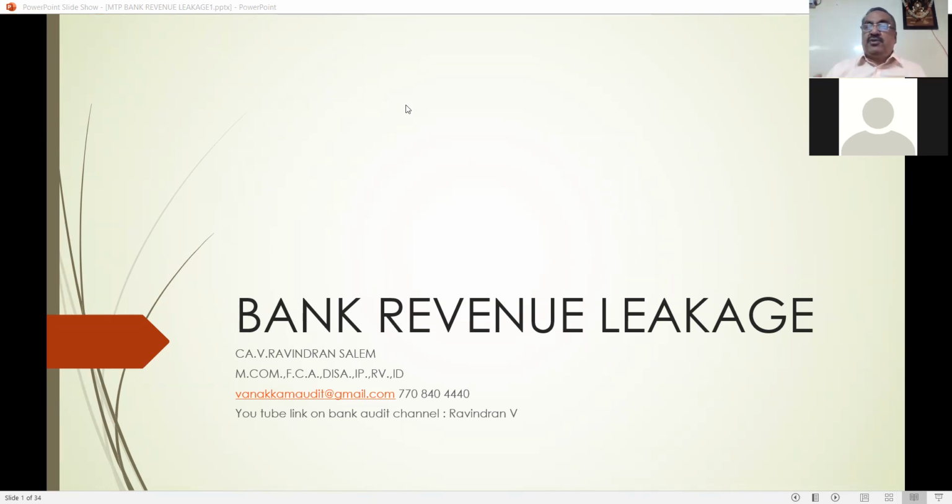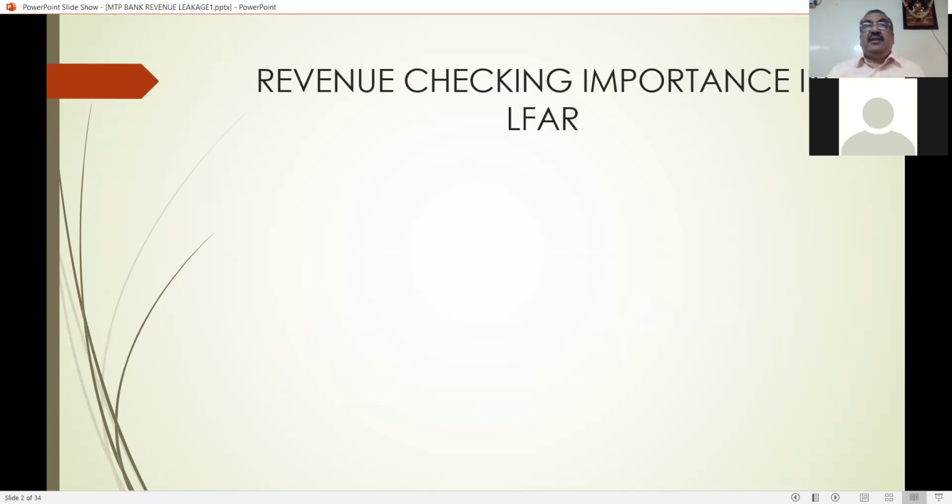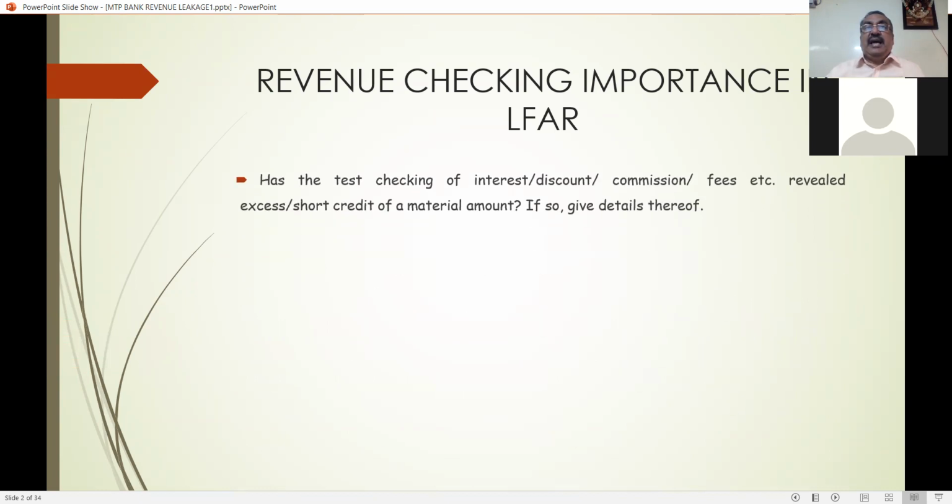So now we have to start with the revenue leakage. That is the revenue audit we are going to do, because it is one thing that you have to verify during the bank audit. So what are the things that you have to consider, and what is the manner in which you have to verify the revenue leakage? So in LFAR, they say test checking. So they use the word test checking. That means you are permitted to do the test checking. You need not do the 100% thing.